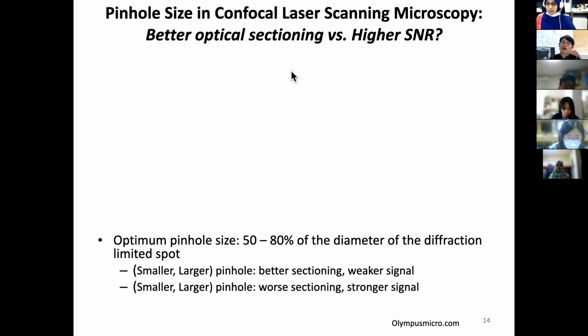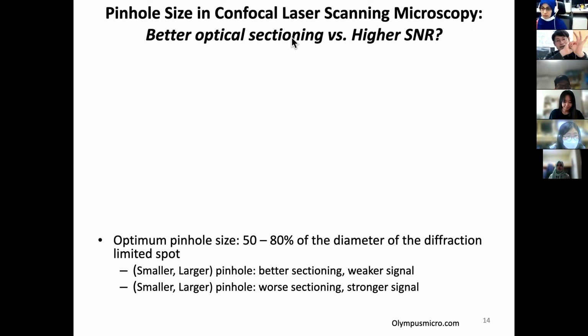So here comes the conceptual way. Let's think about the pinhole. It allows you optical sectioning or axial discrimination. So for better axial resolution, you tend to make the pinhole smaller and smaller, right? So for a better optical section, you want to make the pinhole size smaller and smaller. However, what's the demerit of this?